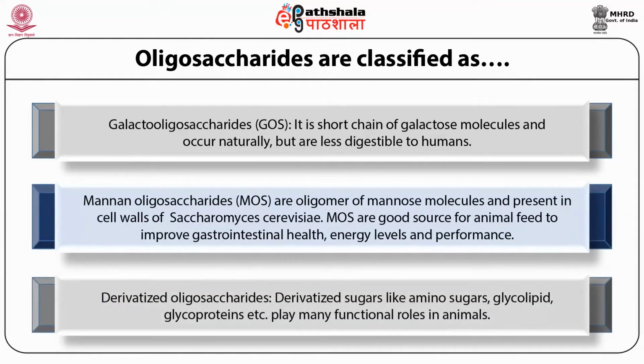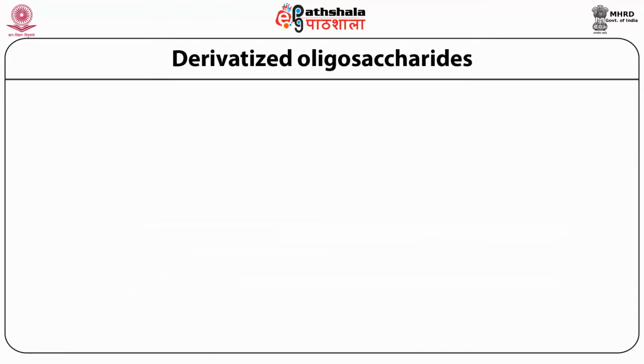Many other derivative oligosaccharides are also present, like derivatized sugars such as amino sugars, glycolipids, glycoproteins, etc. They play many functional roles in animals. As monosaccharides and polysaccharides play a very important role in cell functioning, they need diversification. Therefore, many sugars get derivatized into different forms to give different kinds of functions to the cells.